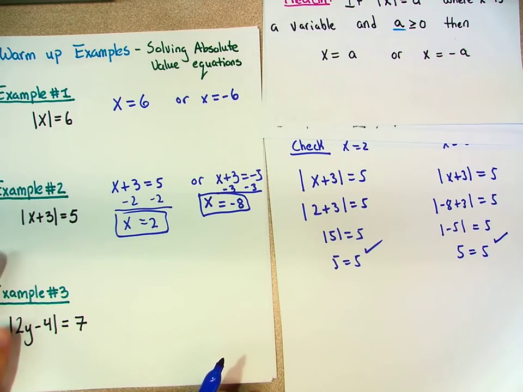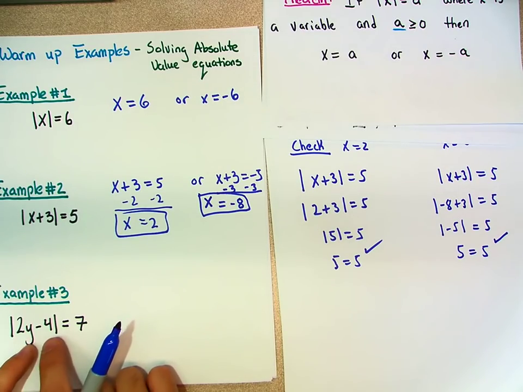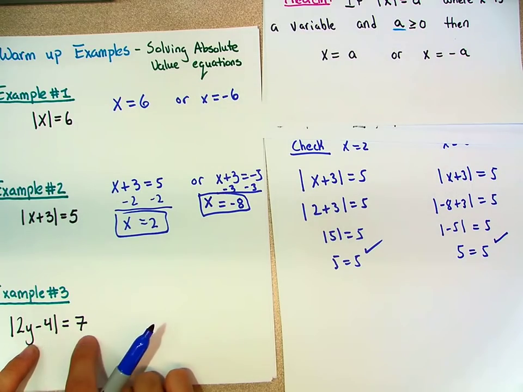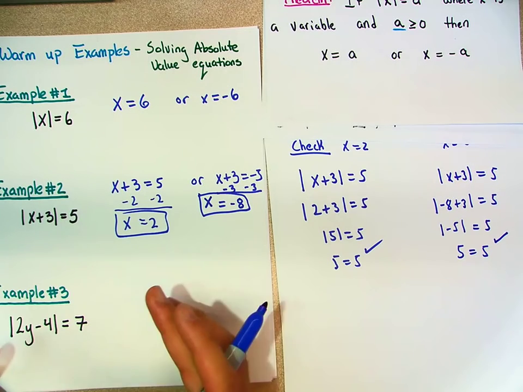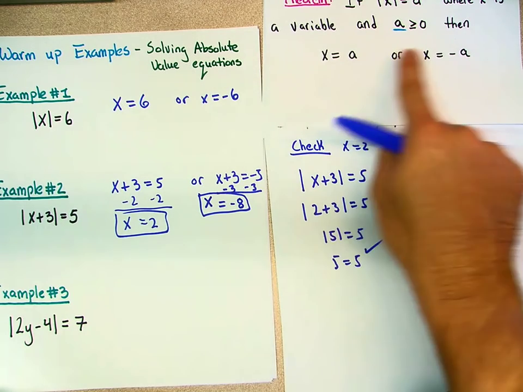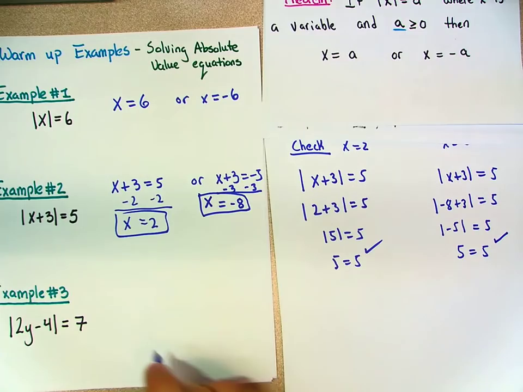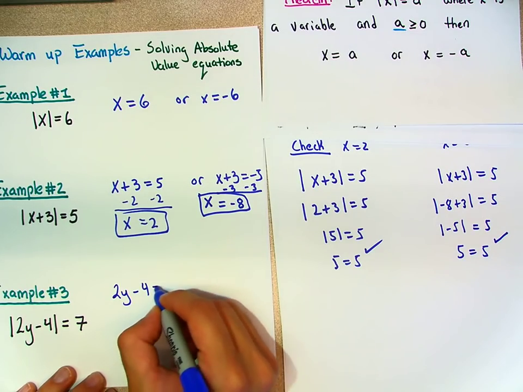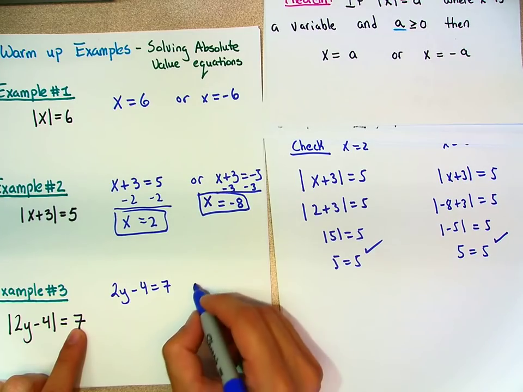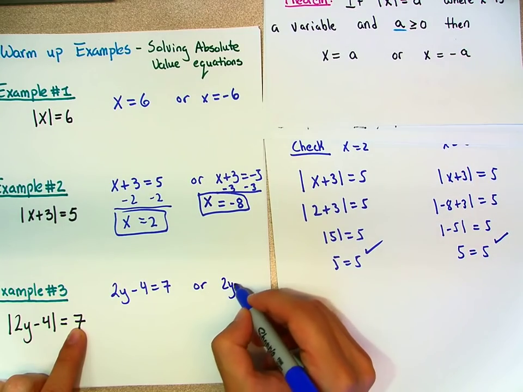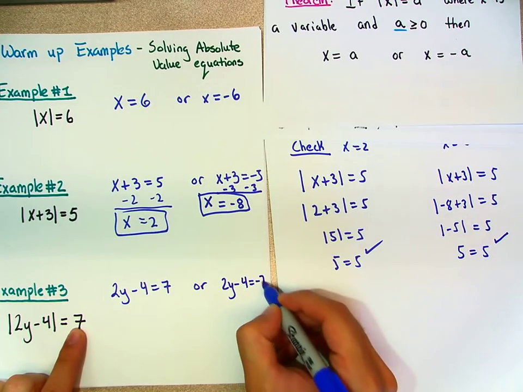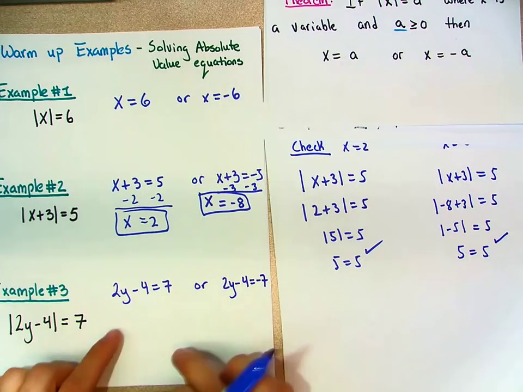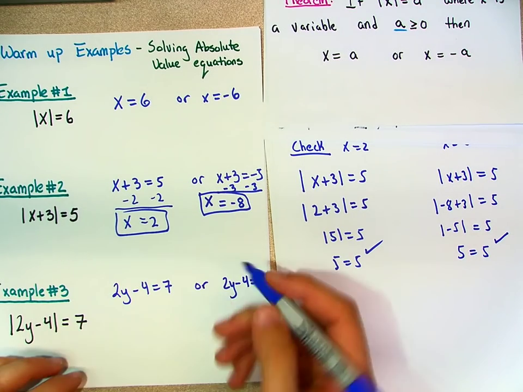What I want you to do is try and do this problem as well. It's very similar to example 2. Absolute value of 2y minus 4 is equal to 7. What's your first move? Follow the theorem. You're going to break into two parts. Right? You're going to say 2y minus 4 equals 7, or 2y minus 4 equals negative 7. Okay? And then you solve for y. Okay? Then what does y equal?